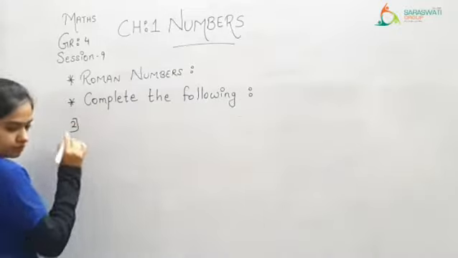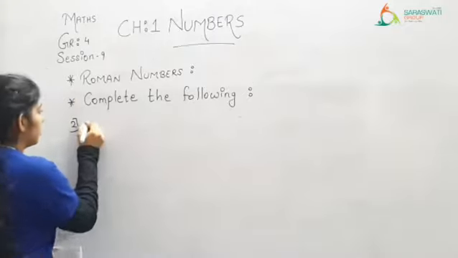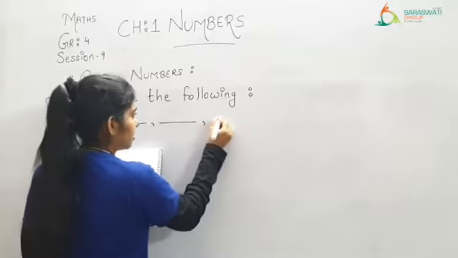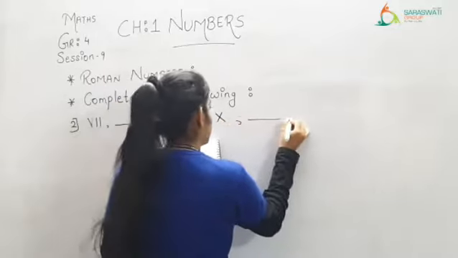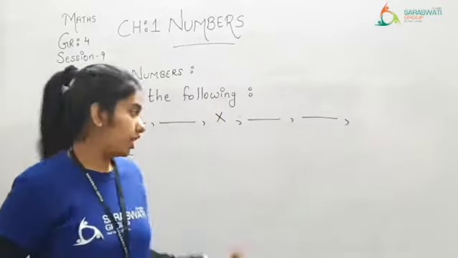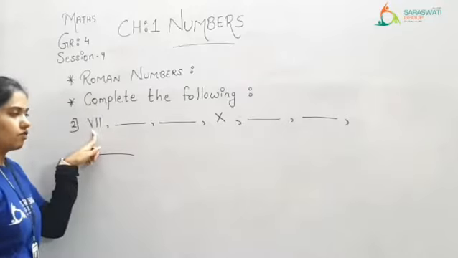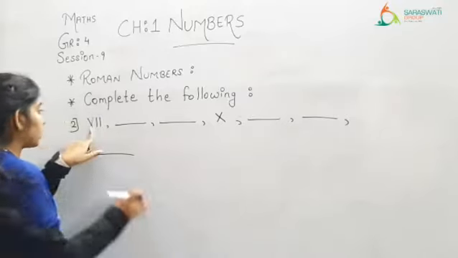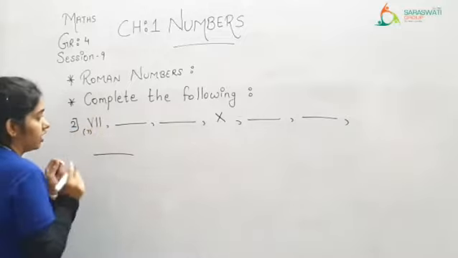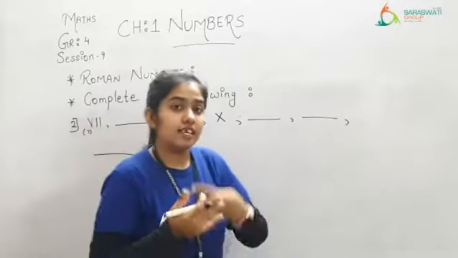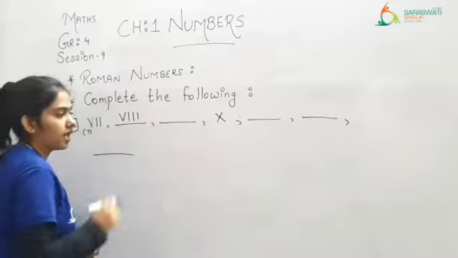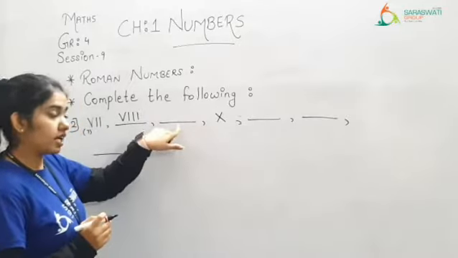Number 2 is V, I, I, then blank again, blank, X, 1, 2 and 3. These are the blanks given over here. Now here we can see V, 1 and 2, that is 5 plus 2, 7. So after 7, the next will be 8. So for 8, V and 3 times I. Then 10 minus 1 is 9.